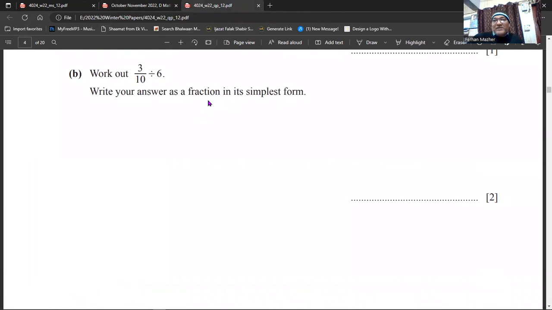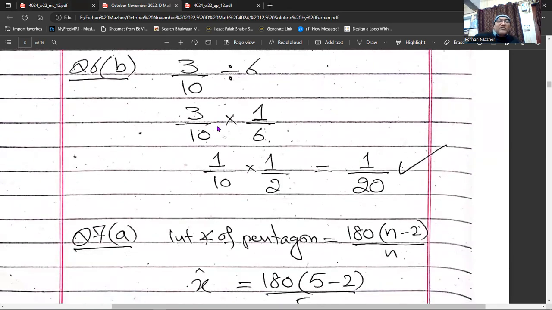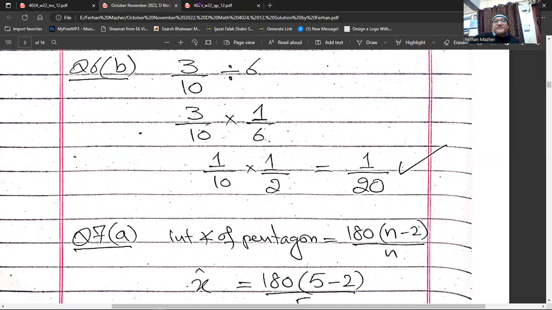Question number 6 is the B part. He says, work out 3 by 10 divided by 6. Write your answer as a fraction in its simplest form. So I will convert this divide sign into multiply, so that 6 will become 1 by 6. So 3 by 10 multiplied by 1 by 6. So 3 and 6 will be cancelled, and you will have 1 by 10 multiplied by 1 by 2, and that will be 1 by 20. 1 by 20 is the right answer. This is the solution.